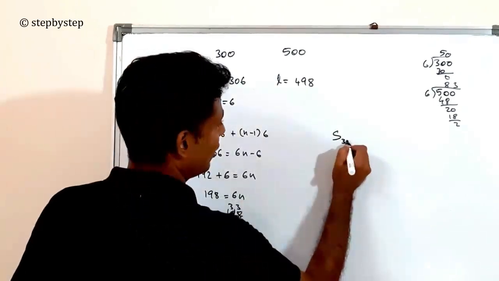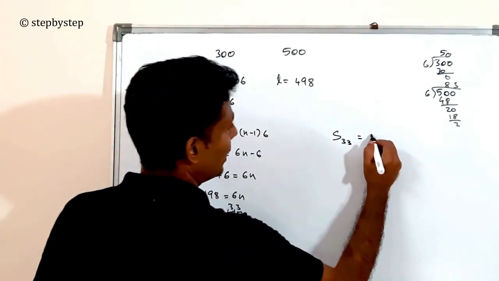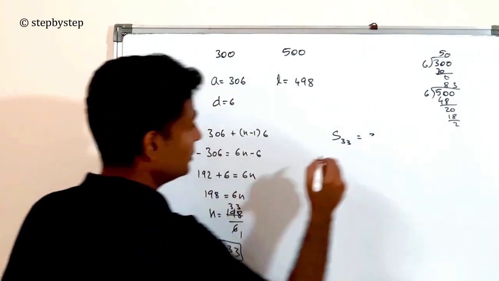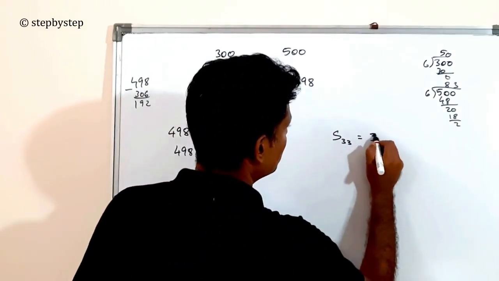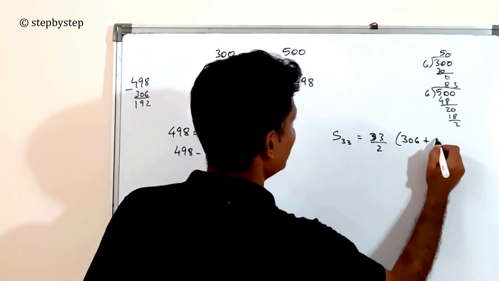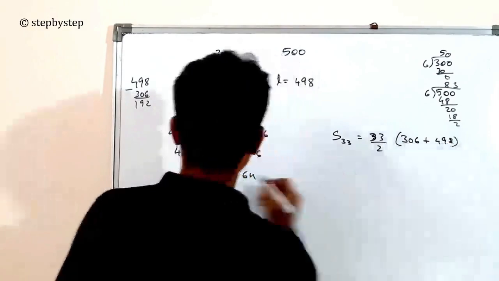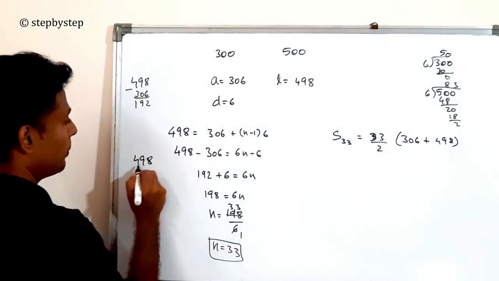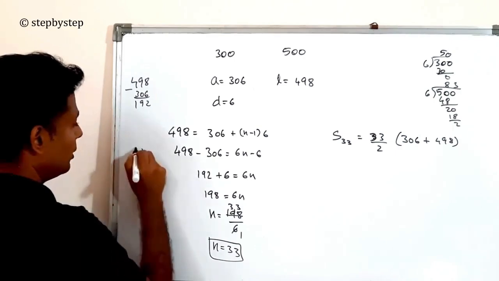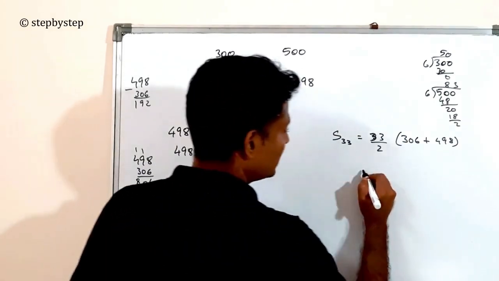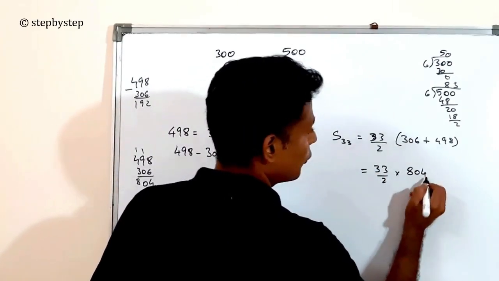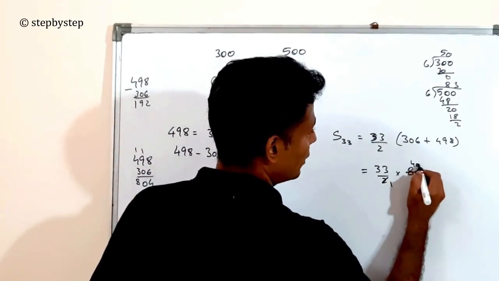Now we have to find S of 33, which is equal to n by 2. We'll use the second formula because we know the first and last terms. So 33 by 2 into a plus l, that is 306 plus 498. So 498 plus 306 gives us 804. So 33 by 2 into 804. So 2 ones are 2, 402.